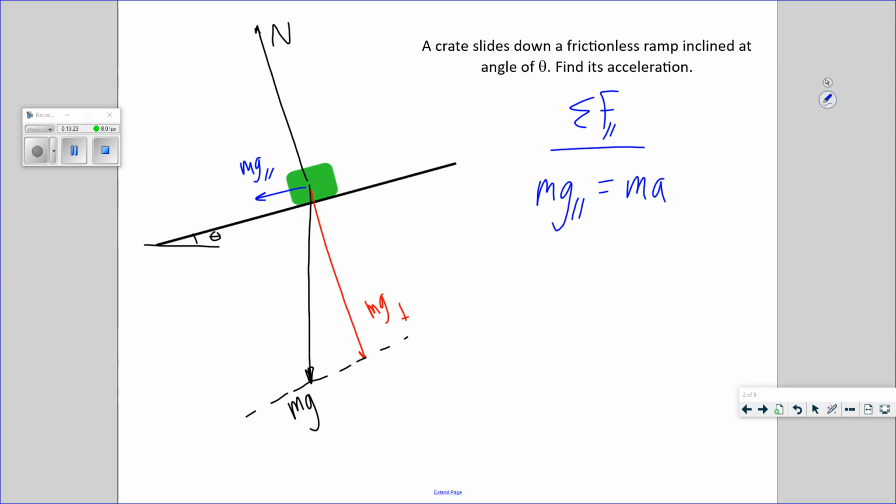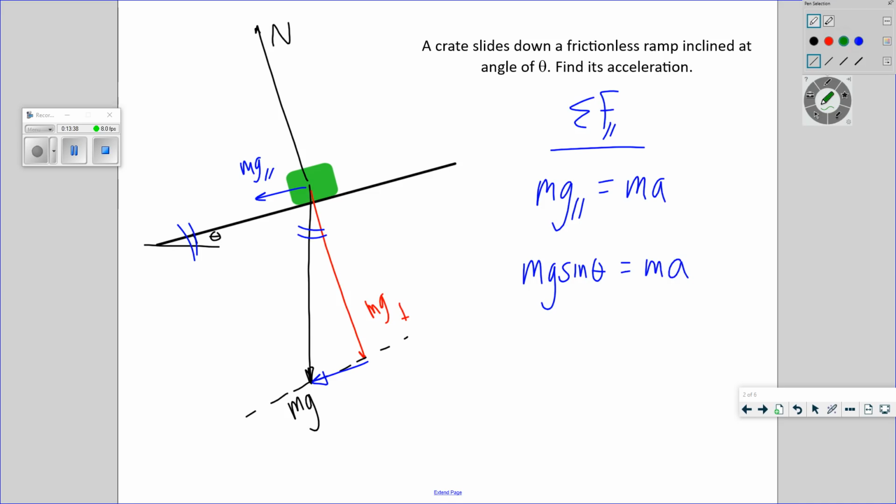Mg parallel, we said, is mg sine theta. This angle here is the same as that angle there. Mg parallel can be drawn there if we want. And thus it doesn't matter what the mass of this object is. It accelerates at a rate g sine theta.